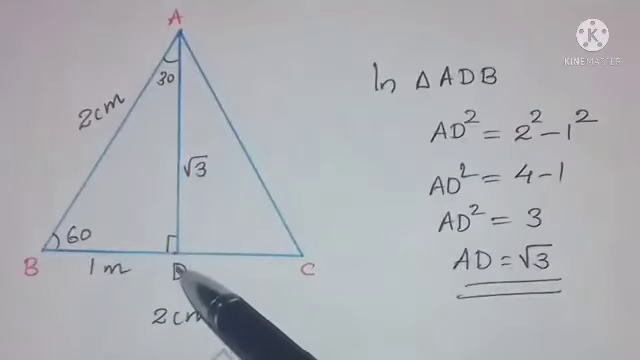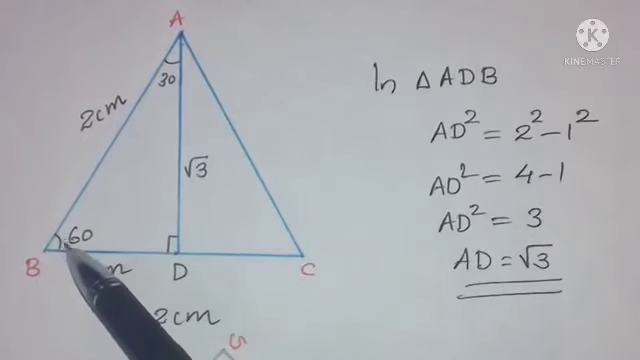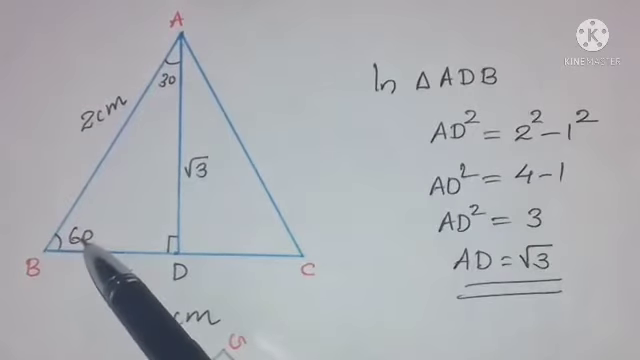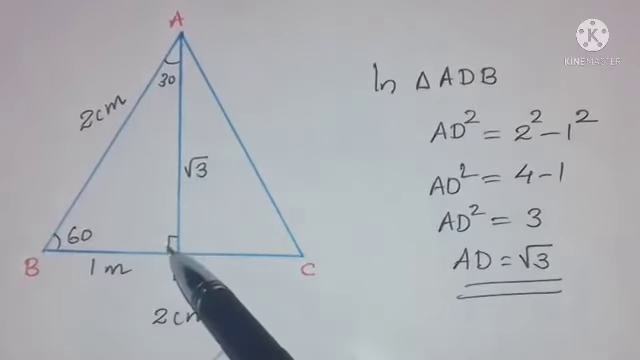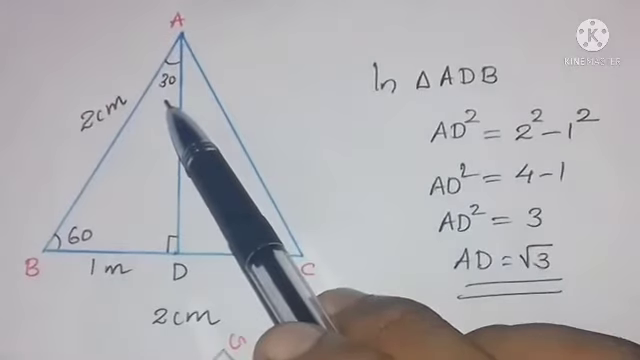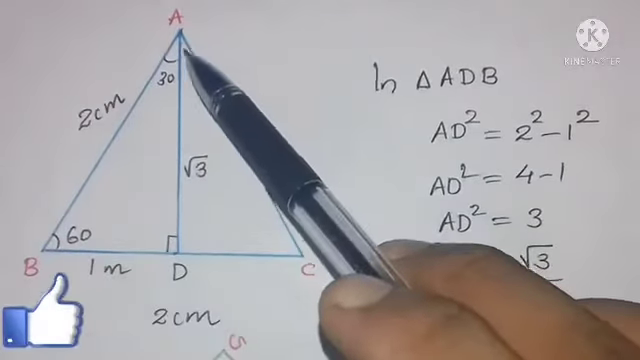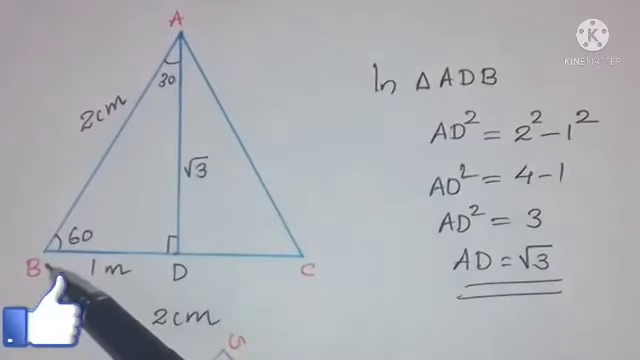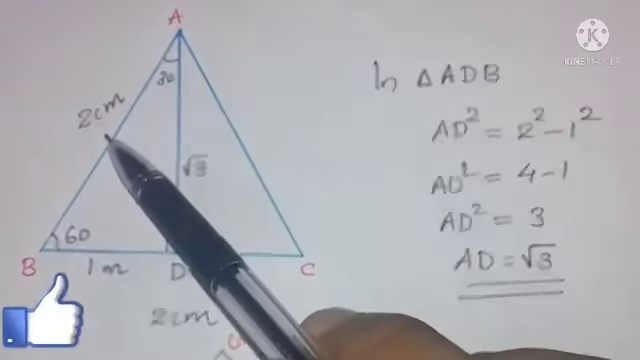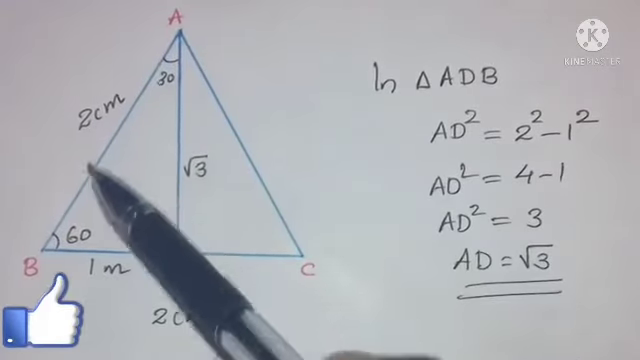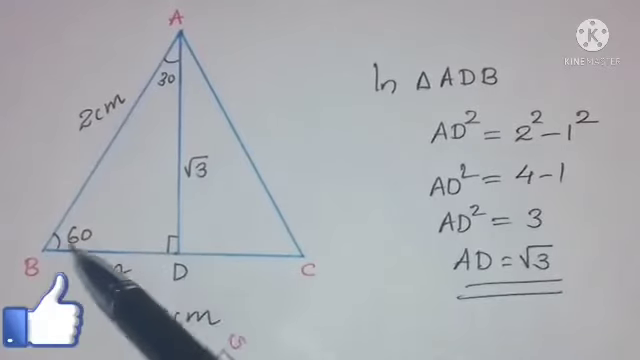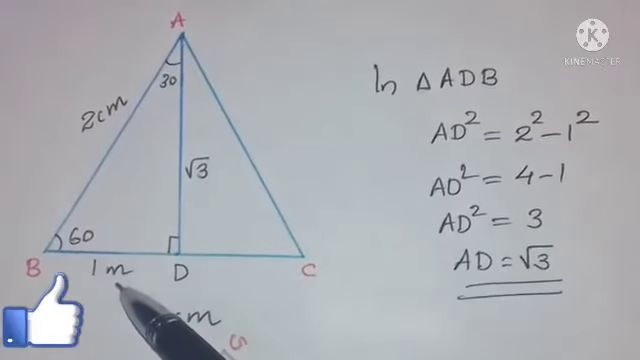Consider an equilateral triangle ABC with altitude AD. Since AD is an altitude, AD is the perpendicular bisector of BC. Then 60 degree is the angle of the equilateral triangle, the altitude makes 90 degree, so the third angle will be 30 degree. Consider the side of the equilateral triangle as 2 centimeter. AB is equal to 2 centimeter. Then BD will be 1 centimeter, half of BC.